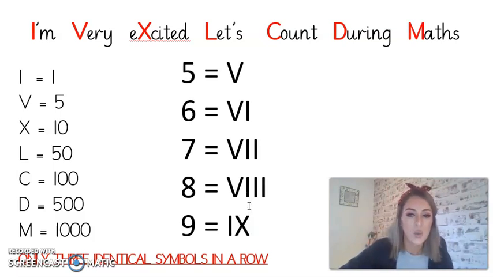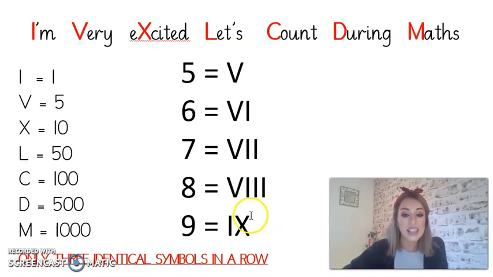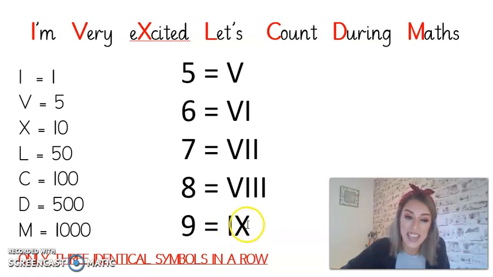Okay, well done if you got it right. It is IX because the X represents 10. And we know from our counting that the number 9 is 1 before the number 10. Okay, so well done if you got that one. We've got a few more just to go through and then I'm going to give you some questions to practice on your own.